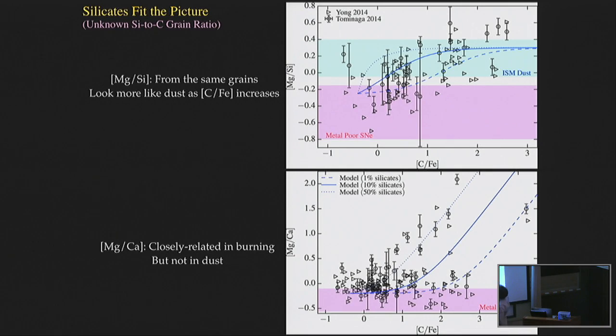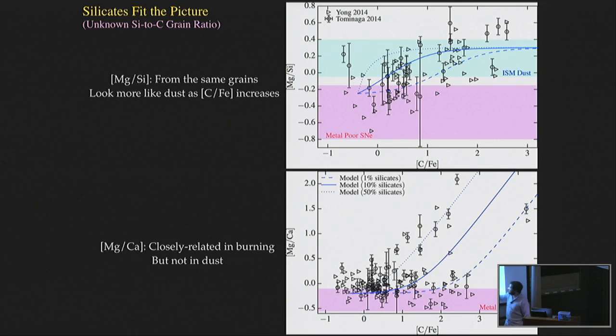So up top, you can't quite see the shaded range. There's a shaded range showing the range of Mg over Si for ISM dust. There's a different prediction for what metal-poor supernovae produce, which is quite a bit lower. On the other hand, in supernova and burning models, magnesium and calcium are very tightly coupled. They come from the same stars, the same stages, and so they produce this band of very narrow scatter. And yet we see a lot of these carbon-enhanced stars are tremendously enhanced in magnesium relative to calcium. And these tracks are exactly the tracks you get from that dust enhancement model.